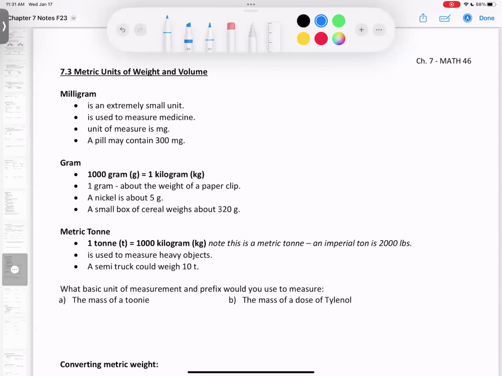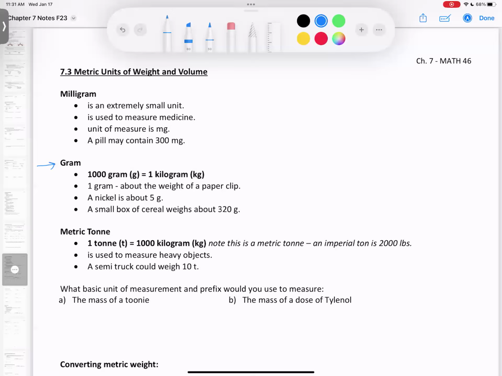All right, moving on to 7.3, let's talk about metric ways to measure weight and volume. So starting with weight, let's start with the base unit of weight here, which is the gram. So 1 gram is about the weight of a paper clip. If you had a nickel, then you'd have a few of those paper clips in weight. So a nickel's about 5 grams. And a small box of cereal weighs maybe 320 grams.